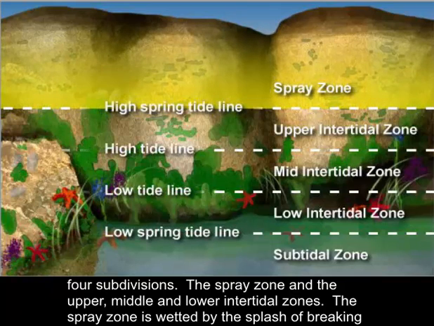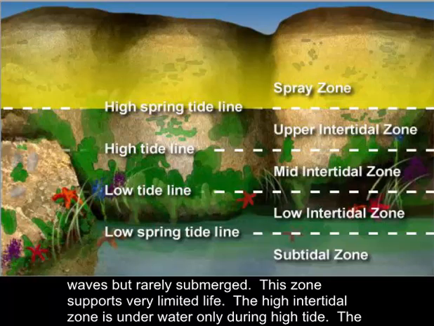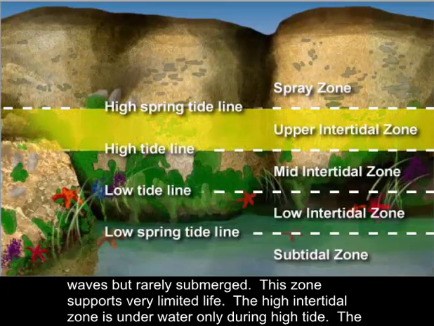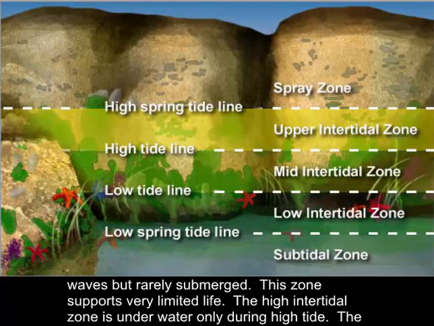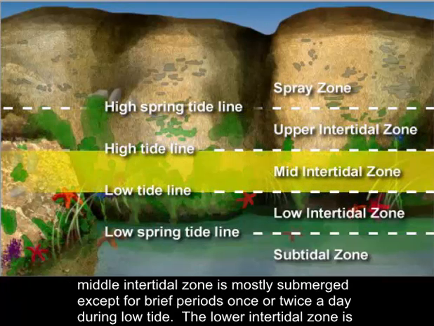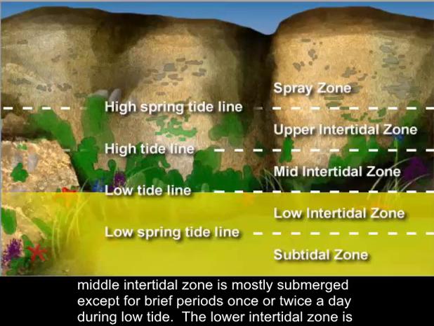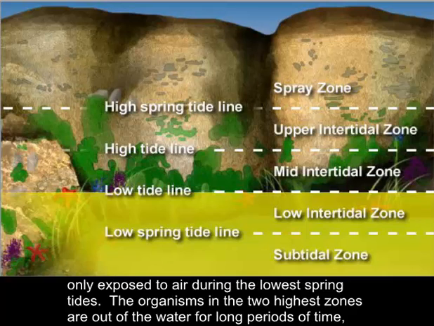The spray zone is wetted by the splash of breaking waves, but rarely submerged. This zone supports very limited life. The high intertidal zone is underwater only during high tide. The middle intertidal zone is mostly submerged except for brief periods once or twice a day during low tide. The lower intertidal zone is only exposed to air during the lowest spring tides.